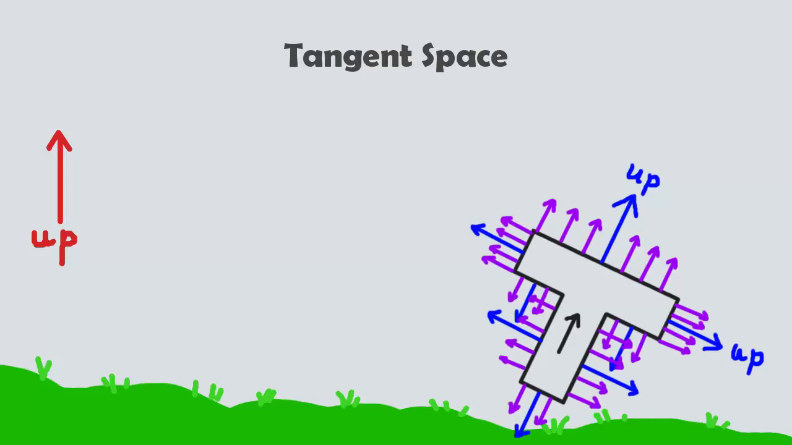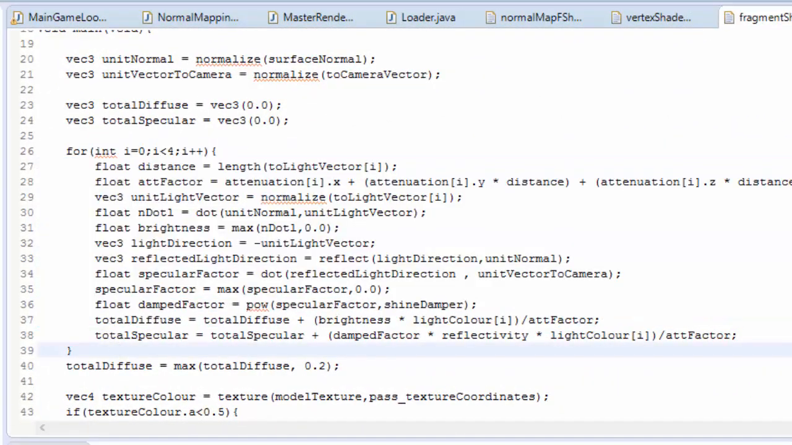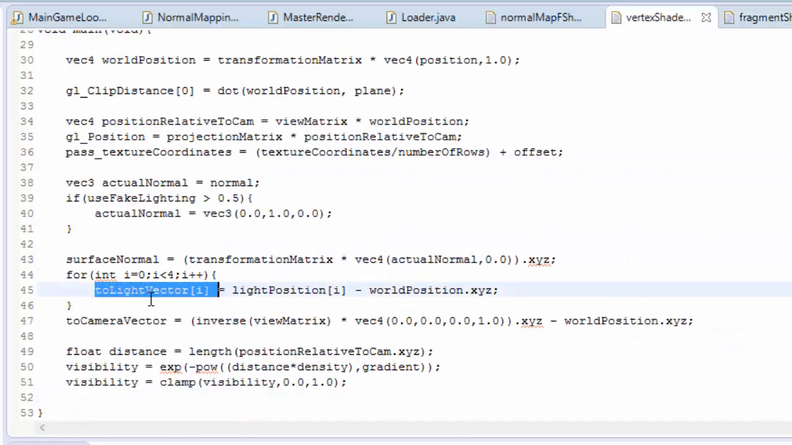So the normals in a normal map are represented in tangent space, but our lighting calculation is done in world space, where the camera position and the light positions are all in relation to the world. For our lighting calculation to work, everything needs to be calculated in the same space. So we have two options here. Either we can convert the normals from tangent space to world space and then do the lighting calculation in world space, or we can convert everything else, such as the light direction and the camera direction, to tangent space and then do the lighting calculation in tangent space without having to change the normals at all.